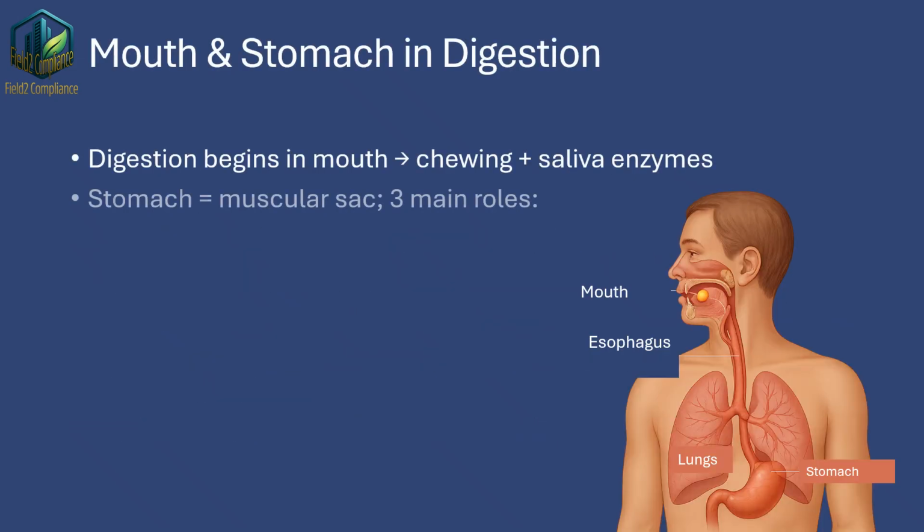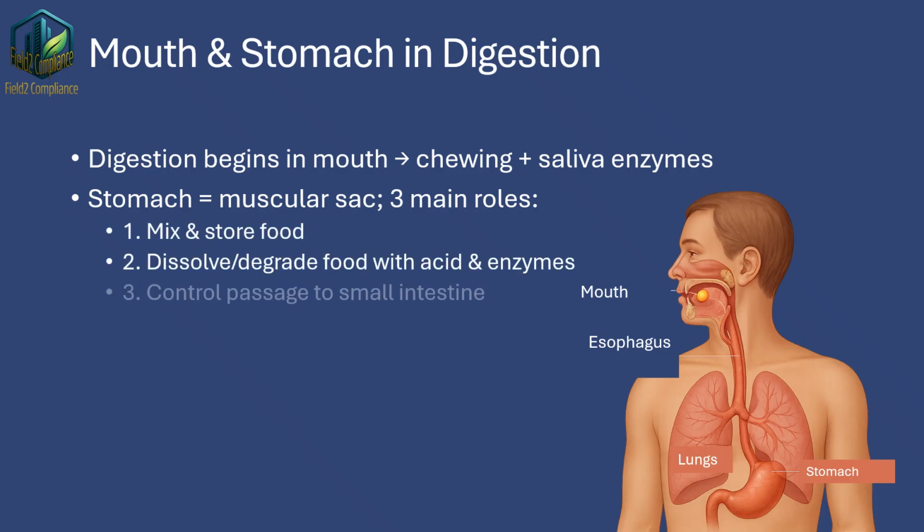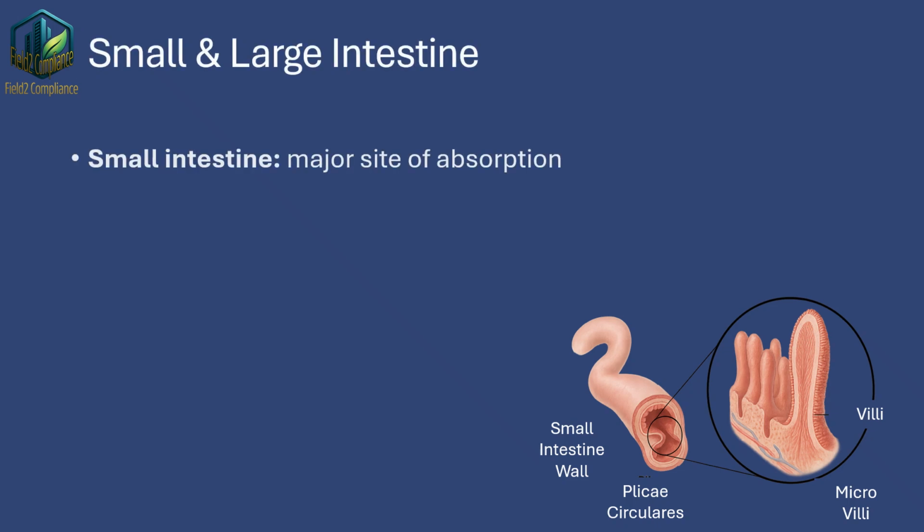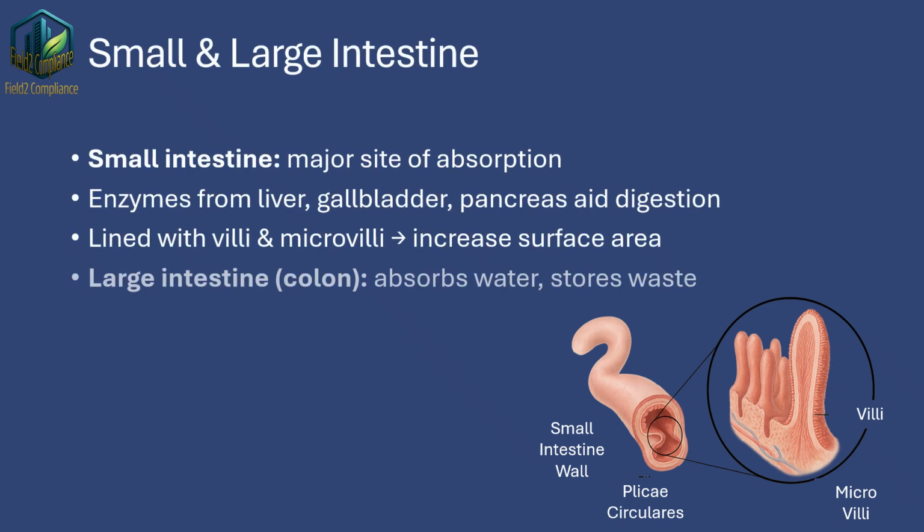Digestion begins in the mouth, where chewing and saliva start breaking down starch. The stomach, a muscular sac, mixes and stores food, breaks it down with acid and enzymes, and controls its release to the small intestine. Protein digestion begins here, preparing nutrients for absorption. In the small intestine, nutrients are absorbed with the help of enzymes from the liver, gallbladder, and pancreas. Its lining is covered with villi and microvilli, which increase surface area for absorption. The large intestine, or colon, reabsorbs water and stores waste. Finally, the rectum and anus handle waste elimination.